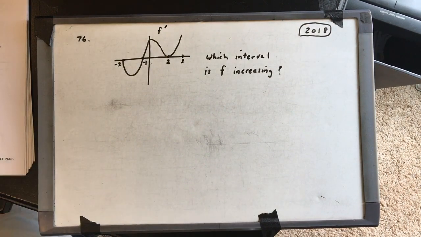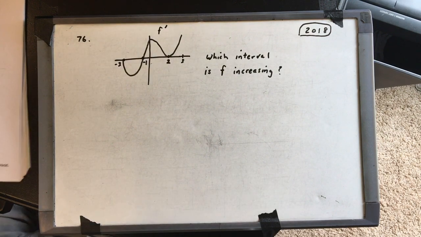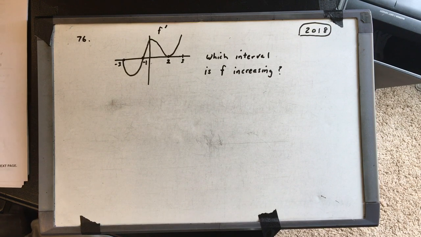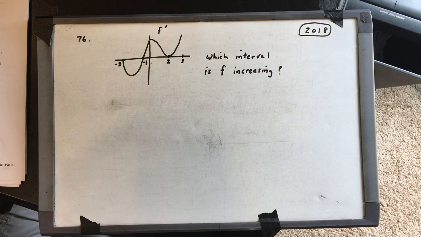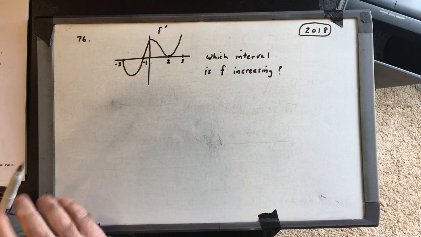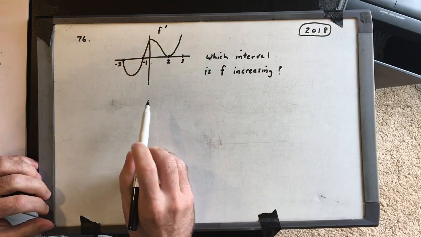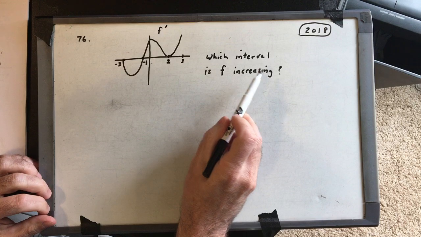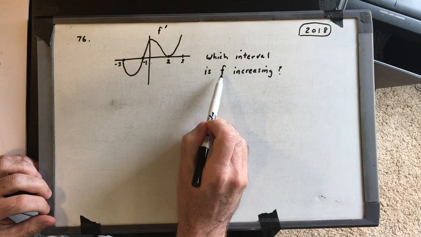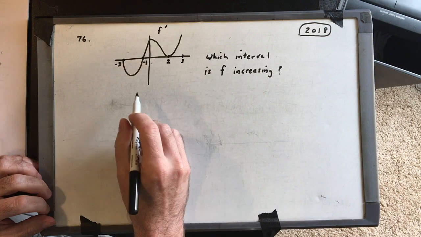Okay, this is the AP Calculus practice test from 2018. Multiple choice, starting with number 76. We'll go through about number 82 or so in this video. We're given a graph of f prime, the derivative, and the question asks on which interval f, the original function, is increasing.